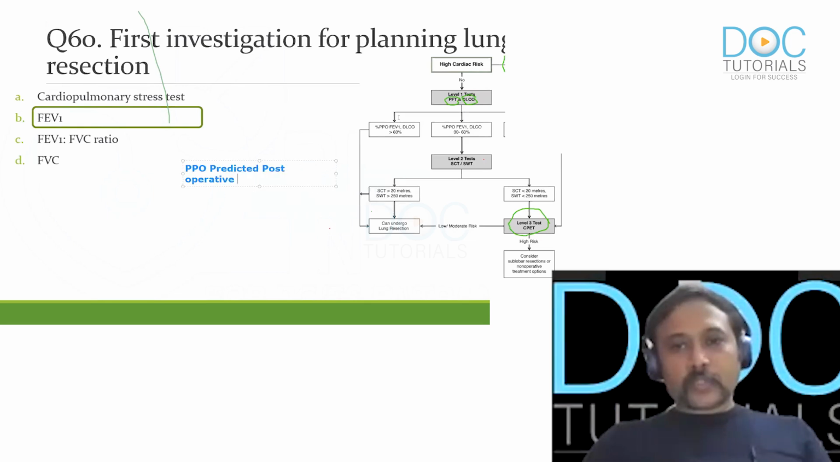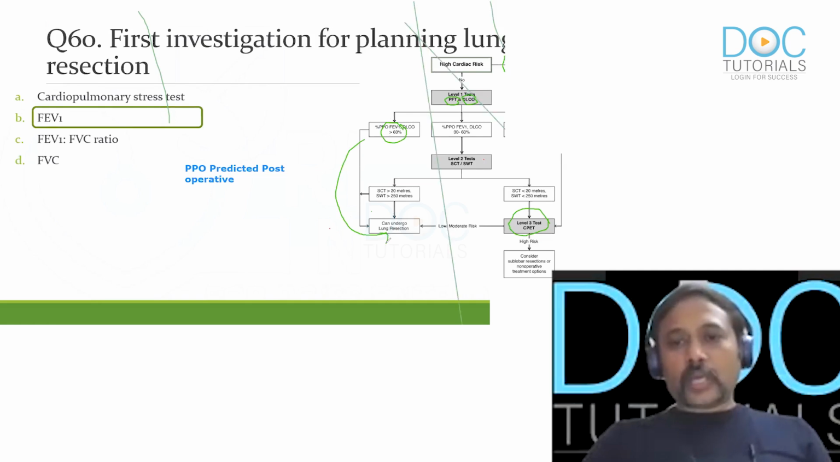So what are the two levels you will take? One is the PPO level of FEV1. The other one is going to be the PPO level of your DLCO. If either of these is going to be more than 60%, then straight away the patient is going to be fit for a lung resection. He is going to have a low risk. There is no need to do any other tests.